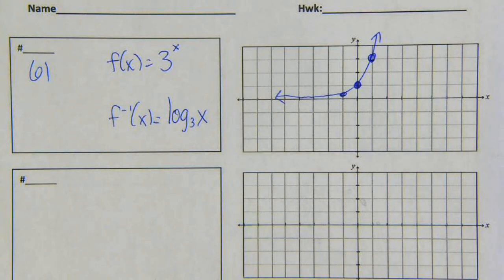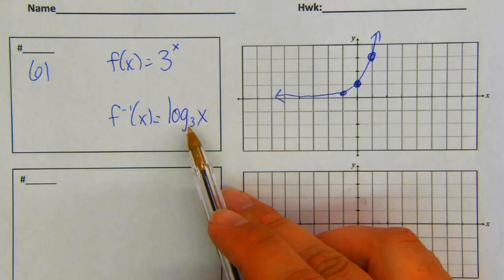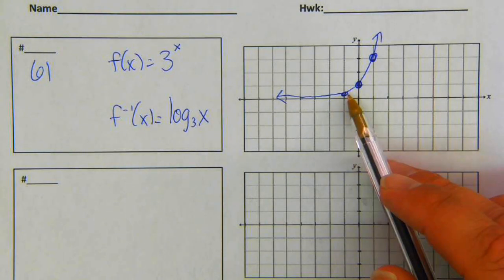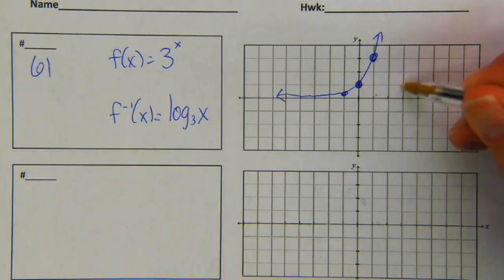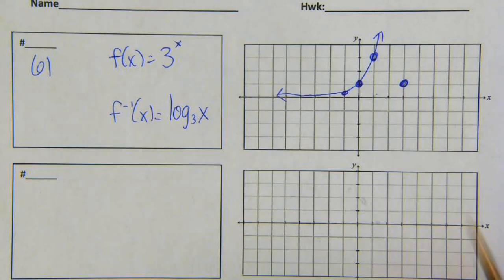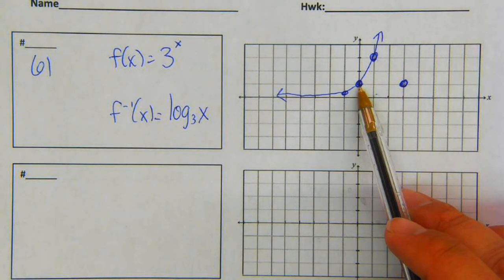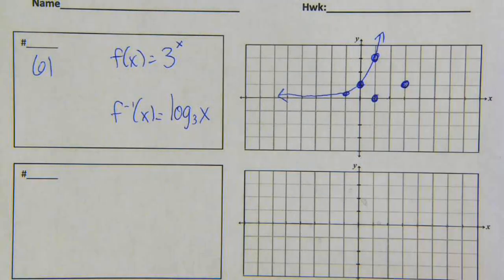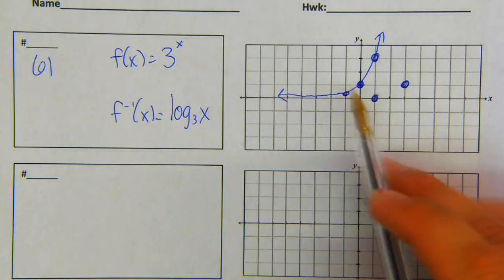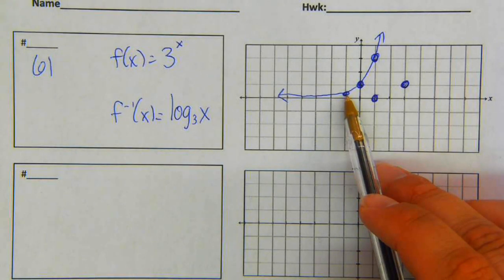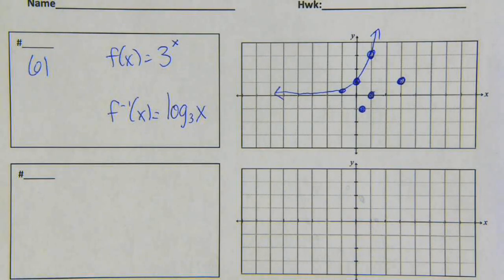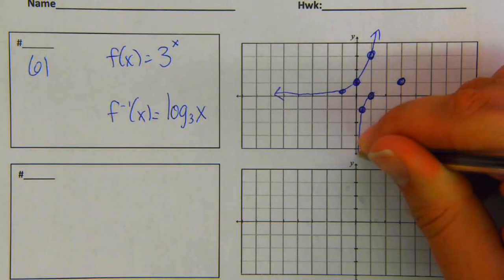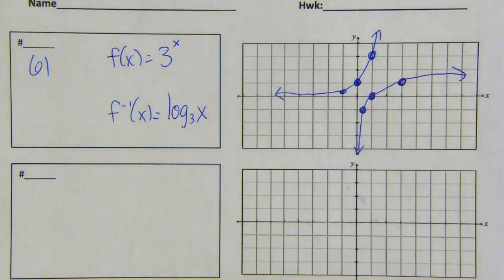Now I'm going to graph this, which is the inverse, and all I need to do is flip all of these ordered pairs around. This was the point 1, 3. So I'm going to plot the point 3, 1. This is the point 0, 1, so I'm going to plot 1, 0. And this is negative 1, 1/3, so I'm going to plot 1/3, negative 1. Okay? And that's how the inverse graph looks.